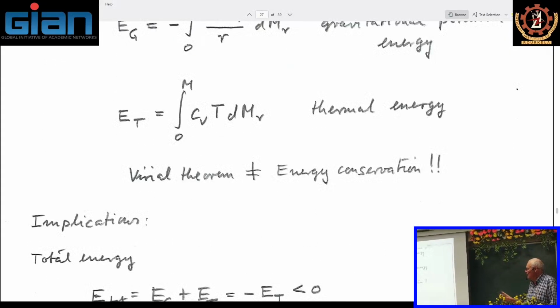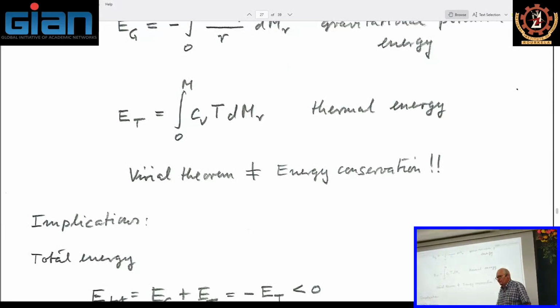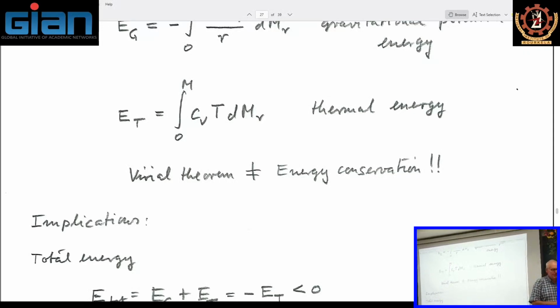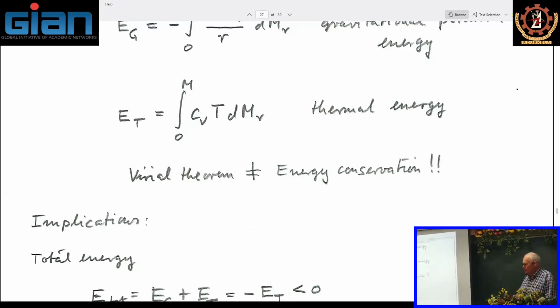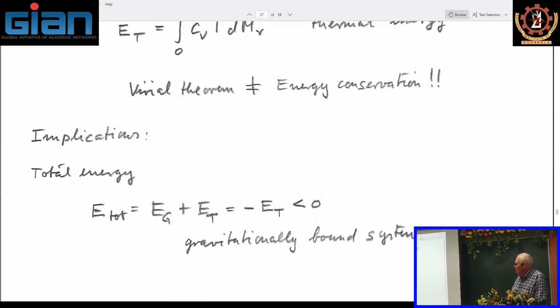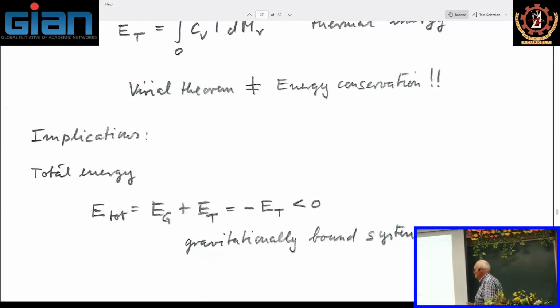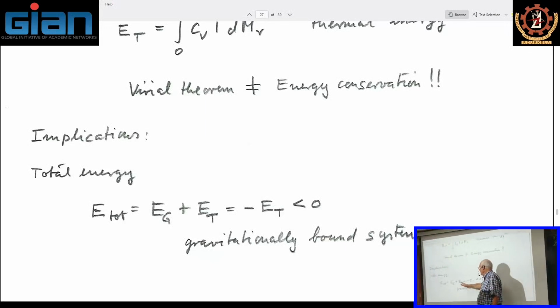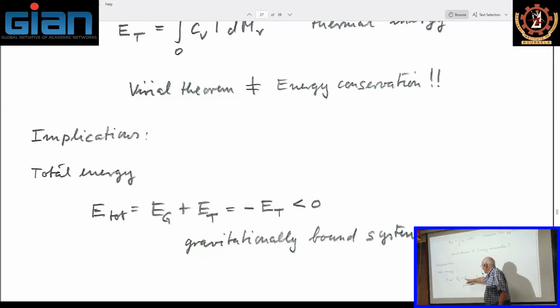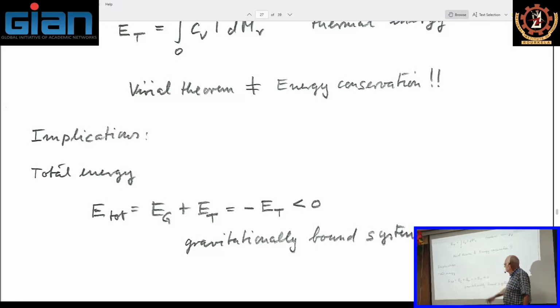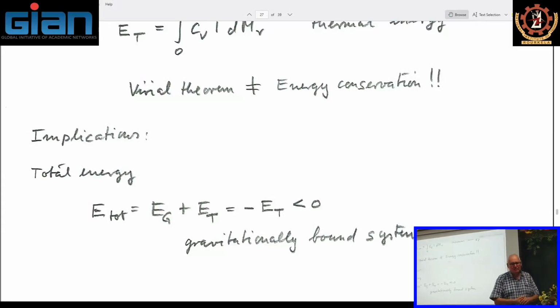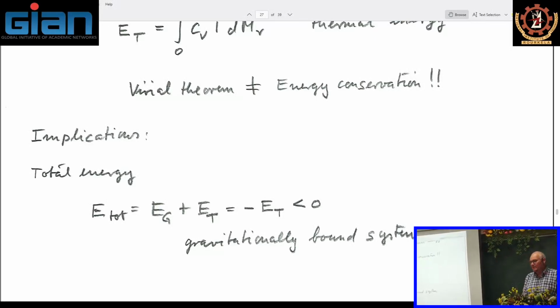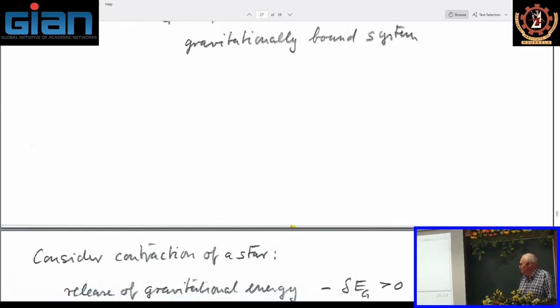Okay, so the virial theorem has nothing to do with energy conservation, and Professor Yadav already discussed the implications of the virial theorem in this form. Well, the first one is that the total energy, which is given by the sum of gravitational and thermal energy, is then, since the gravitational energy is -2 times the thermal energy, given by minus the thermal energy. Thermal energy is positive. So the total energy is negative, which means we have a gravitationally bound system.